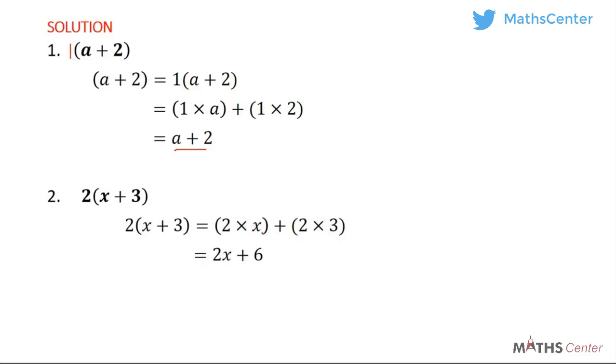2 times x, we've learned from multiplication of algebraic expressions, is the same as 2x. Then 2 times 3 will give us 6. We can see that 2x and 6 are not like terms, so we cannot add them further. So we are going to end here. 2 into bracket x plus 3 will give us 2x plus 6. I hope you can see the pattern in what we are doing.